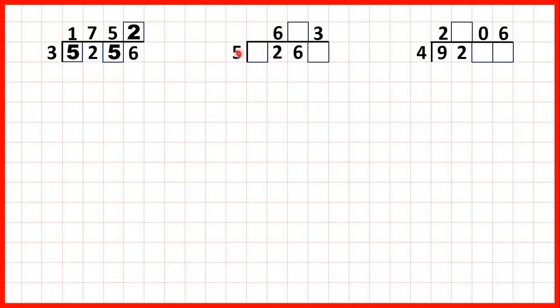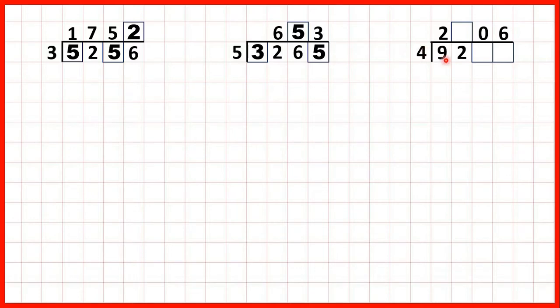Now 6 times 5 is 30, so this digit here must be a 3, because 32 divided by 5 is 6 remainder 2. So now we have 26 divided by 5, which is 5 remainder 1, and now something divided by 5 is 3. Well, 15 divided by 5 is 3, because 3 times 5 is 15, so this digit must be a 5.